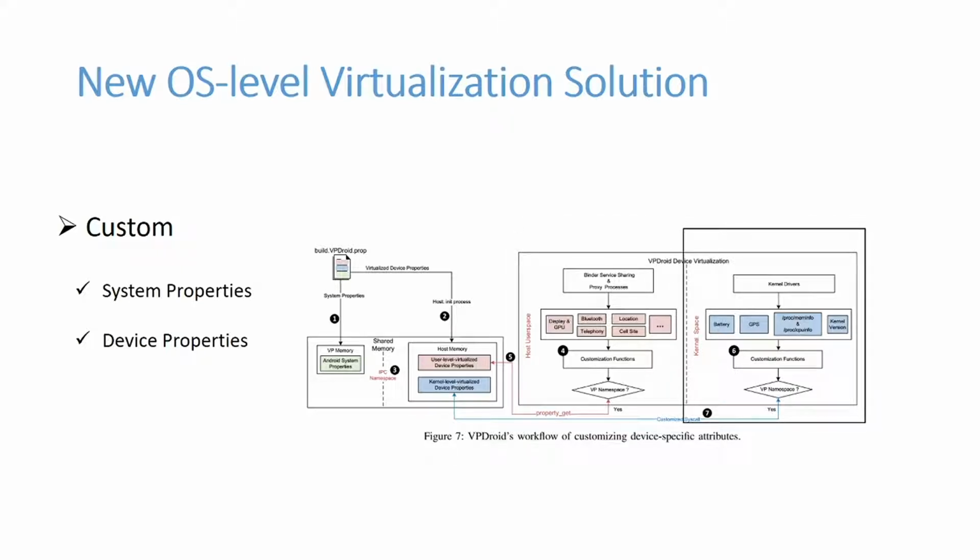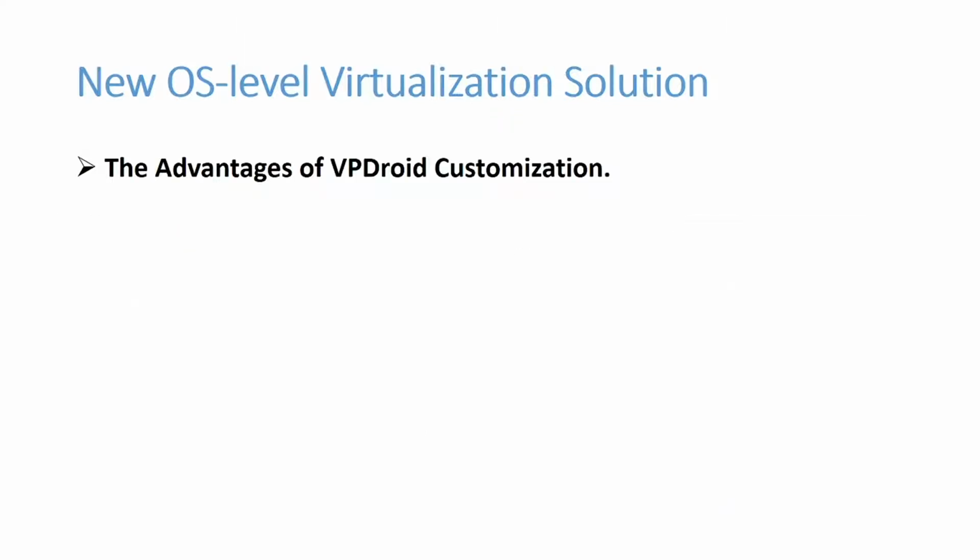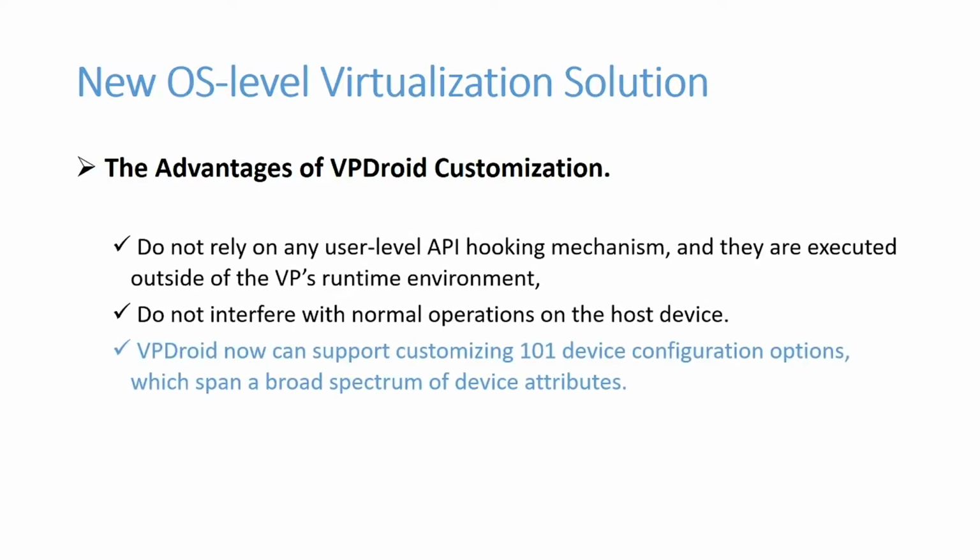However, for a kernel-level customization function, the customized data located in the process has no privilege to enter the kernel space. Therefore, we create a new system call to copy data from user space to kernel space. There are many advantages of VPDroid customization. In particular, we provide a wide range of device attribute customization options.